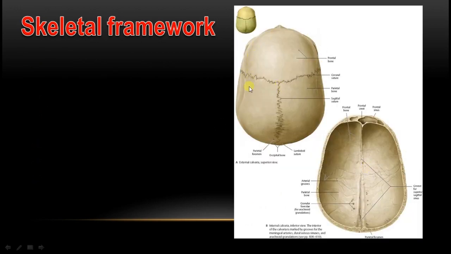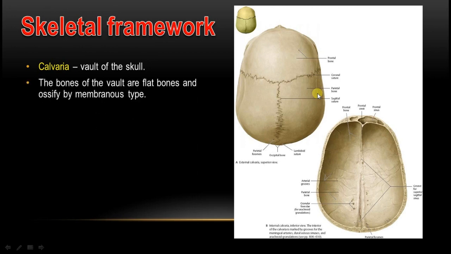Now, the upper part where you are able to see this is actually called the calvaria, or the vault of the skull. The vault of the skull, the calvaria, mainly shows the frontal, parietal, and occipital bones, and part of the temporal bones you are also able to see. They are mainly flat bones.